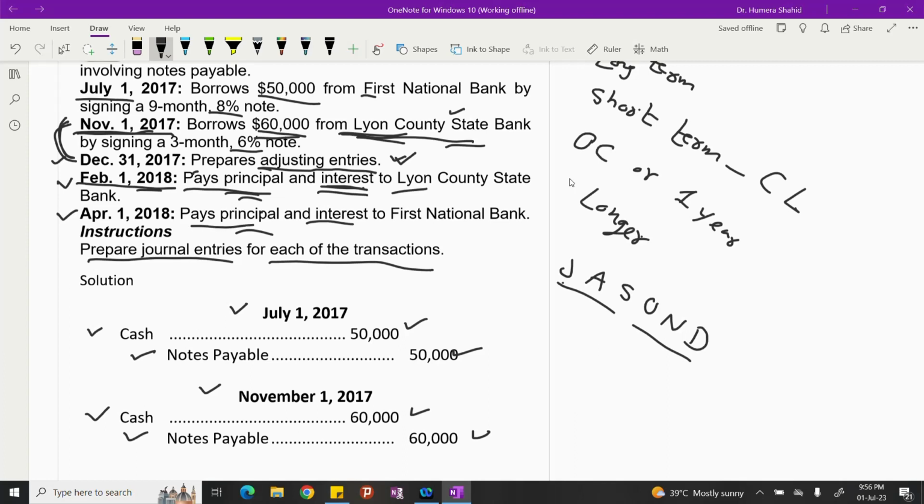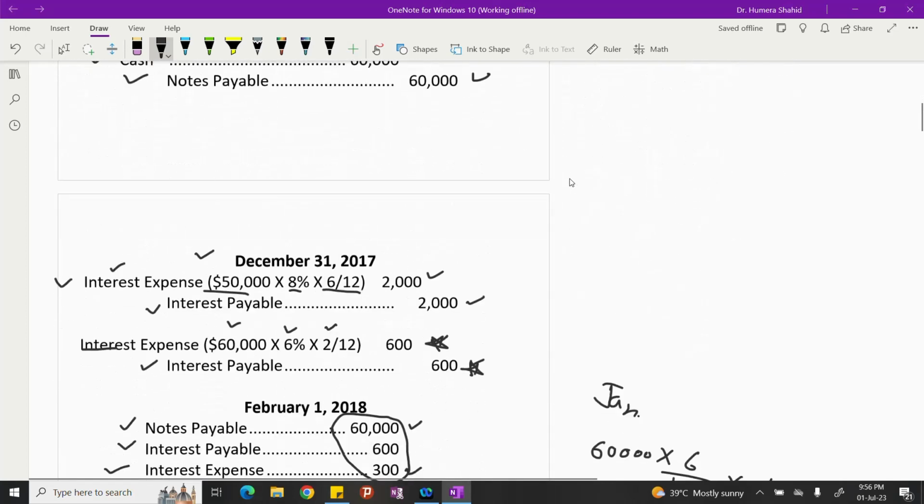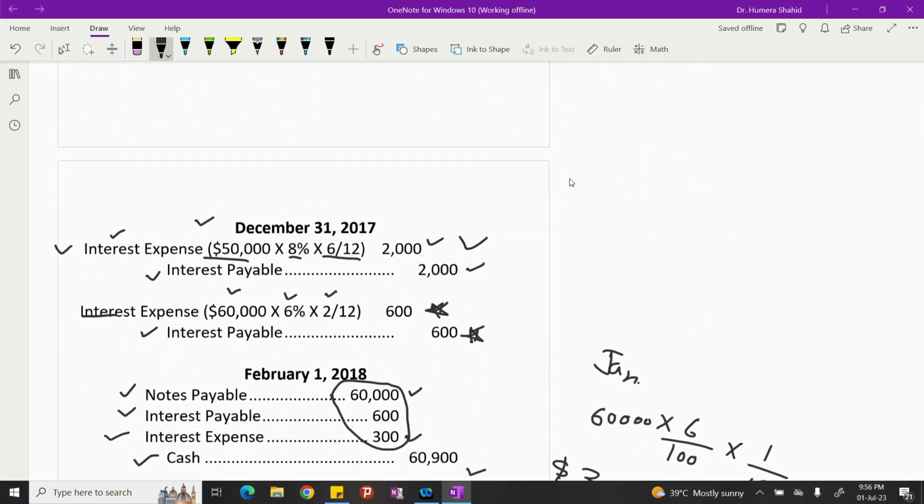Let's move on towards the last journal entry, which is on April 1st, 2018. They pay back the principal and interest to First National Bank. Similar to the previous bank, Leon County State Bank, where we recorded the unrecorded interest of January, we also need to do the same thing for First National Bank as well. On December 31st, we have recorded the interest for the 6 months. Remember, from July till December, 6 months interest you have recorded. Check over here. This is the one, 2,000, right?